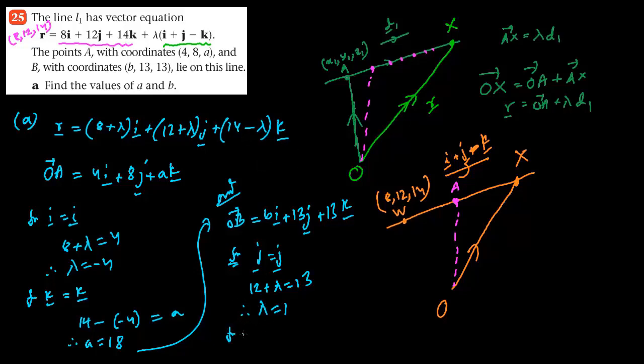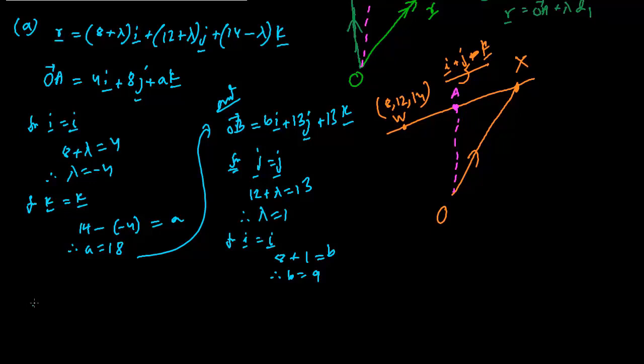So now we can compare i. For i equals i, we can write 8 plus lambda, where lambda is 1, equals the coefficient of i here, which is b. That means, therefore, b equals 9. So we have found the values of a and b. So the answer: a equals 18, b equals 9.